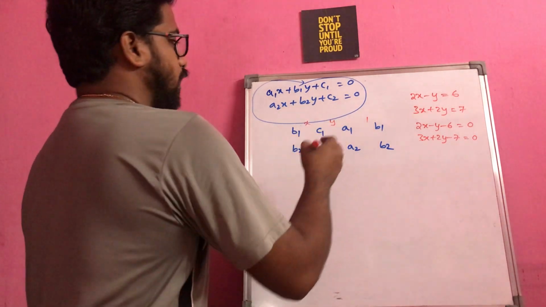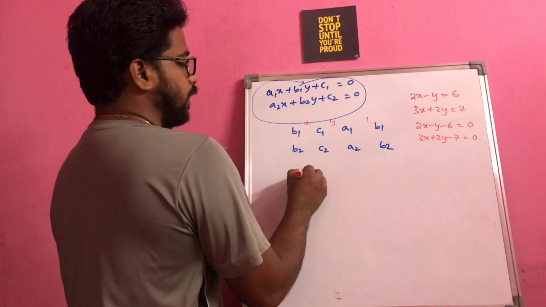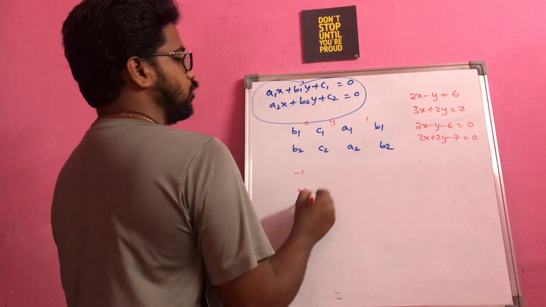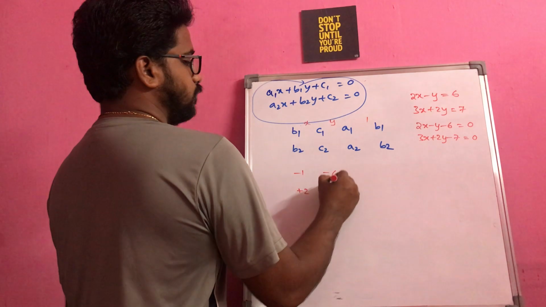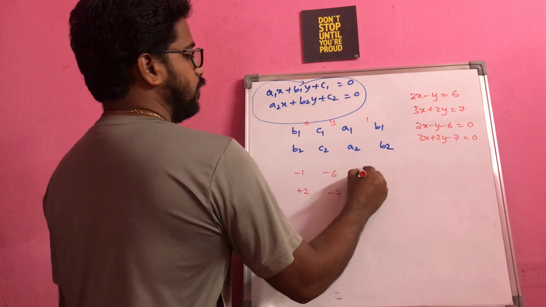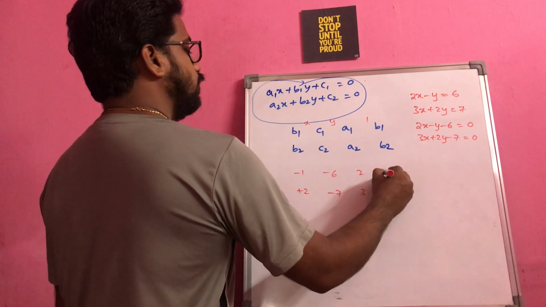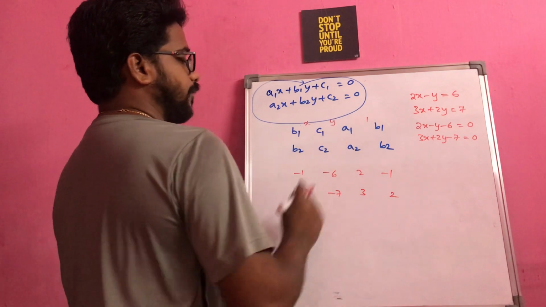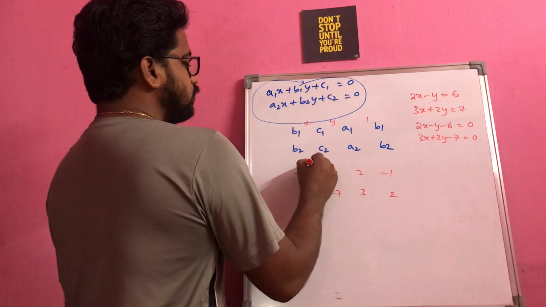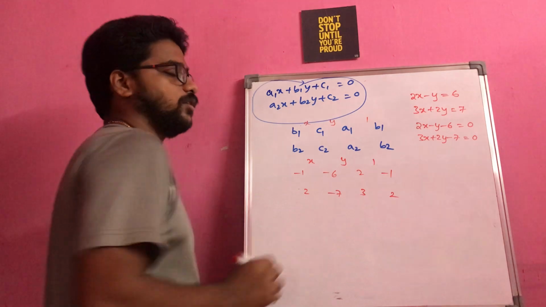Okay? Now let us try to write that. b1, b2 is minus 1, minus 1 plus 2, and then minus 6, minus 7, and a1, a2 is 2, 3, b1, b2 is minus 1, 2 again. So this is x, this is y and this is constant.